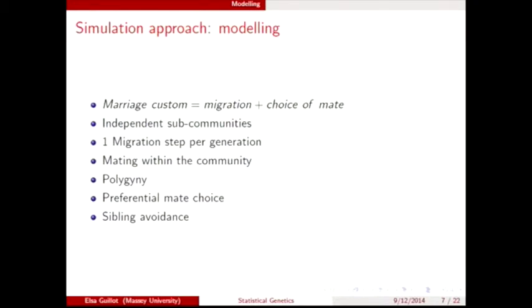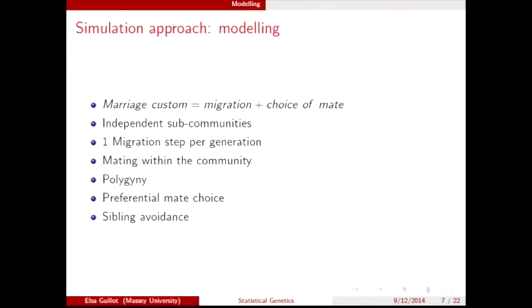So in my simulation, once again, my marriage condition is going to be a migration plus a choice of mate that I'm going to impose on my individuals. I have independent subcommunities with migration rates. And from one generation to the next, I do one migration per individual or no migration.